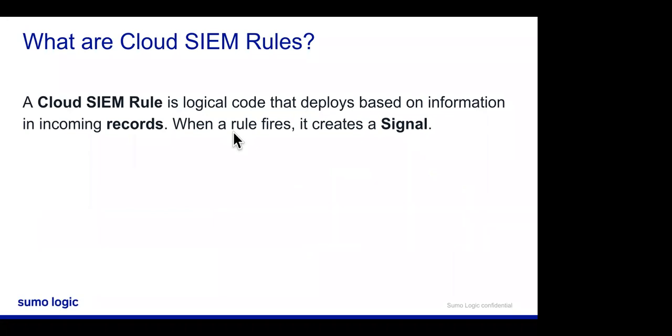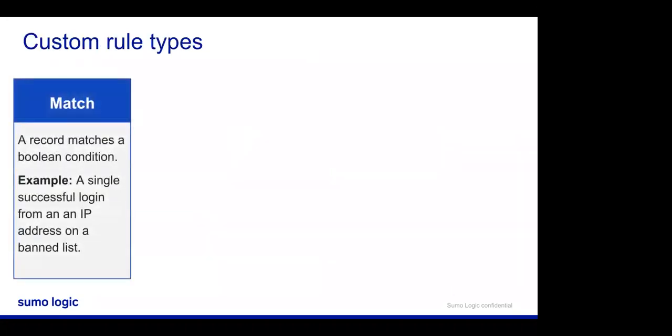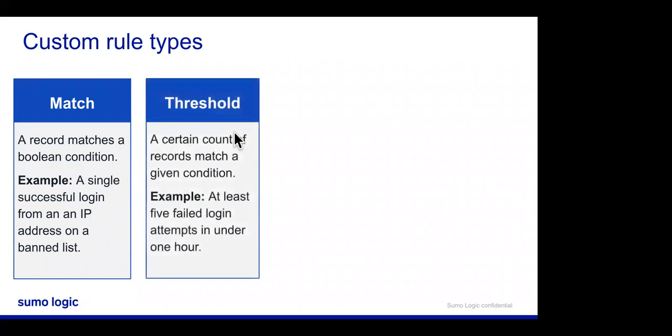Now, when we create rules, there are 4 types of rules. There is a match rule. A match rule is simply a Boolean condition, right? So a single login from an IP address that's on our banned list, so the IP matches a list of IPs, or it contains it. We also have threshold rules. So here I'm looking for a condition that happens within a particular period of time, or a certain count of records. So here I want to say I've got 5 failed login attempts in under an hour.